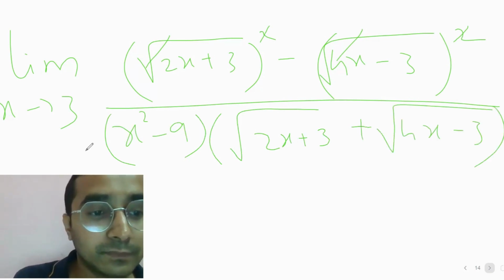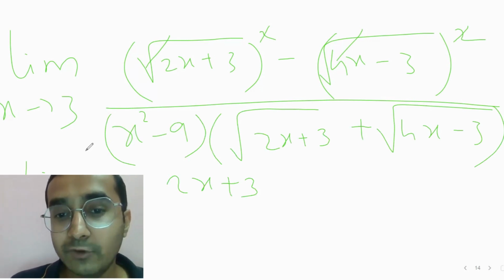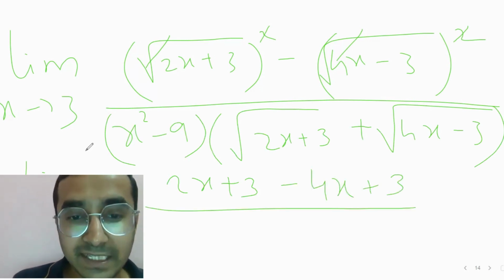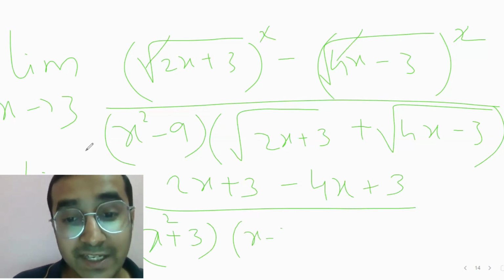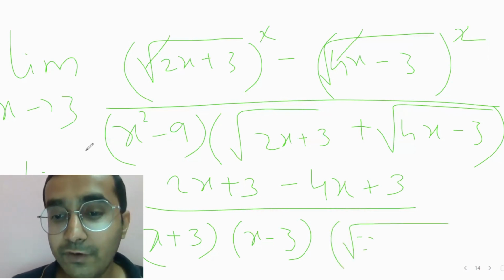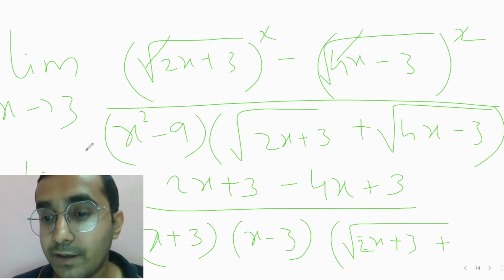Now, limit as x tends to 3. It will become 2x plus 3. Just open the bracket, so it will be minus 4x, and minus minus gets converted to plus, so plus 3. This will be over x square minus 9. I can write x square minus 9 as x plus 3 into bracket x minus 3, again a difference of squares, multiplied by root of 2x plus 3 plus root of 4x minus 3.